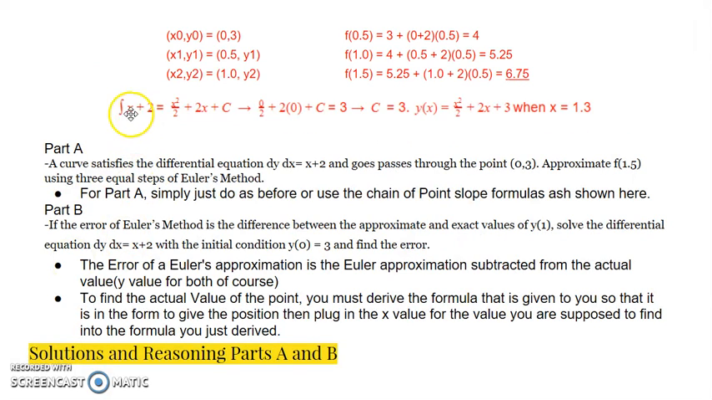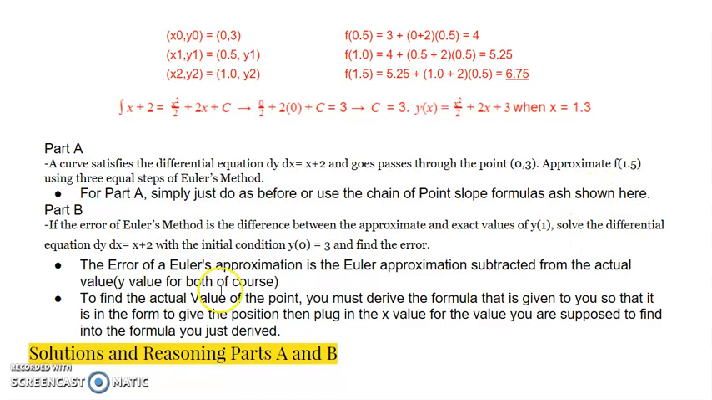So we go about doing this, taking the antiderivative of x plus 2, and then we get x squared over 2 plus 2x plus C, and the important part is finding the C. Since we were given an initial condition, it is simple, and we find that C equals 3. We plug this in, and then we plug in x equals 1.5, and we find that this is our actual answer.